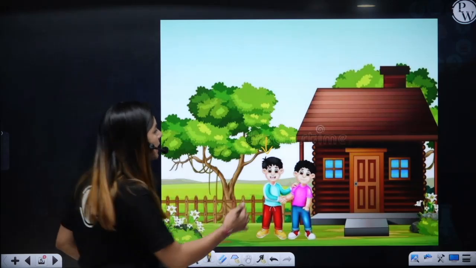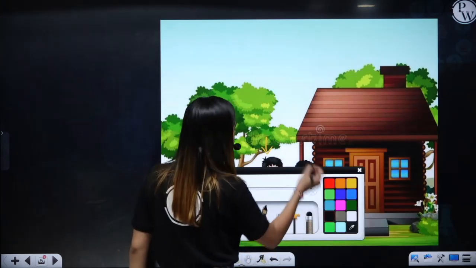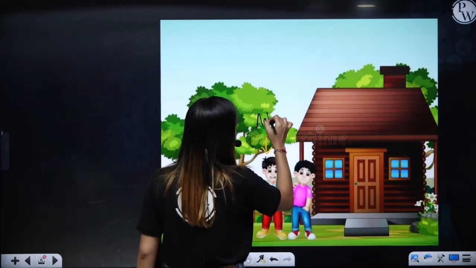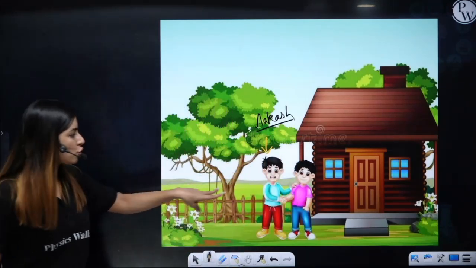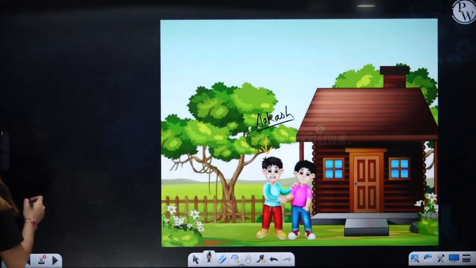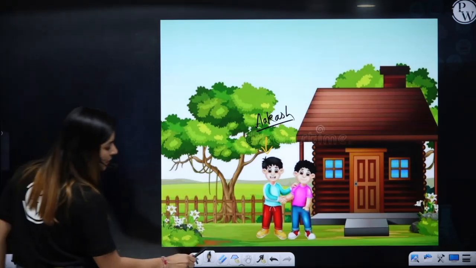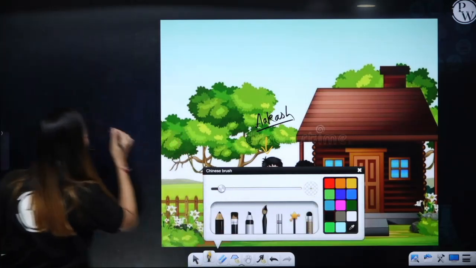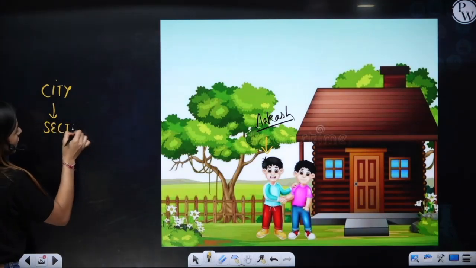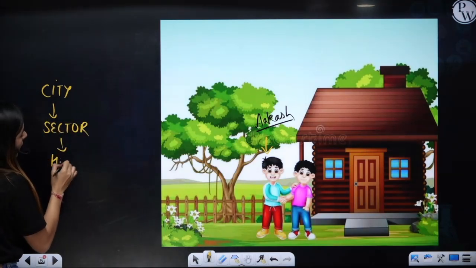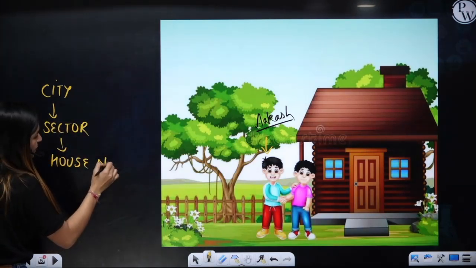Yes. Let's say his name is Akash, okay? Yes. So you need to meet Akash, and Akash is here. So you'll choose one of the persons. This means that after the city, you went to a sector, and then you went to a house number, and then you went to a person.